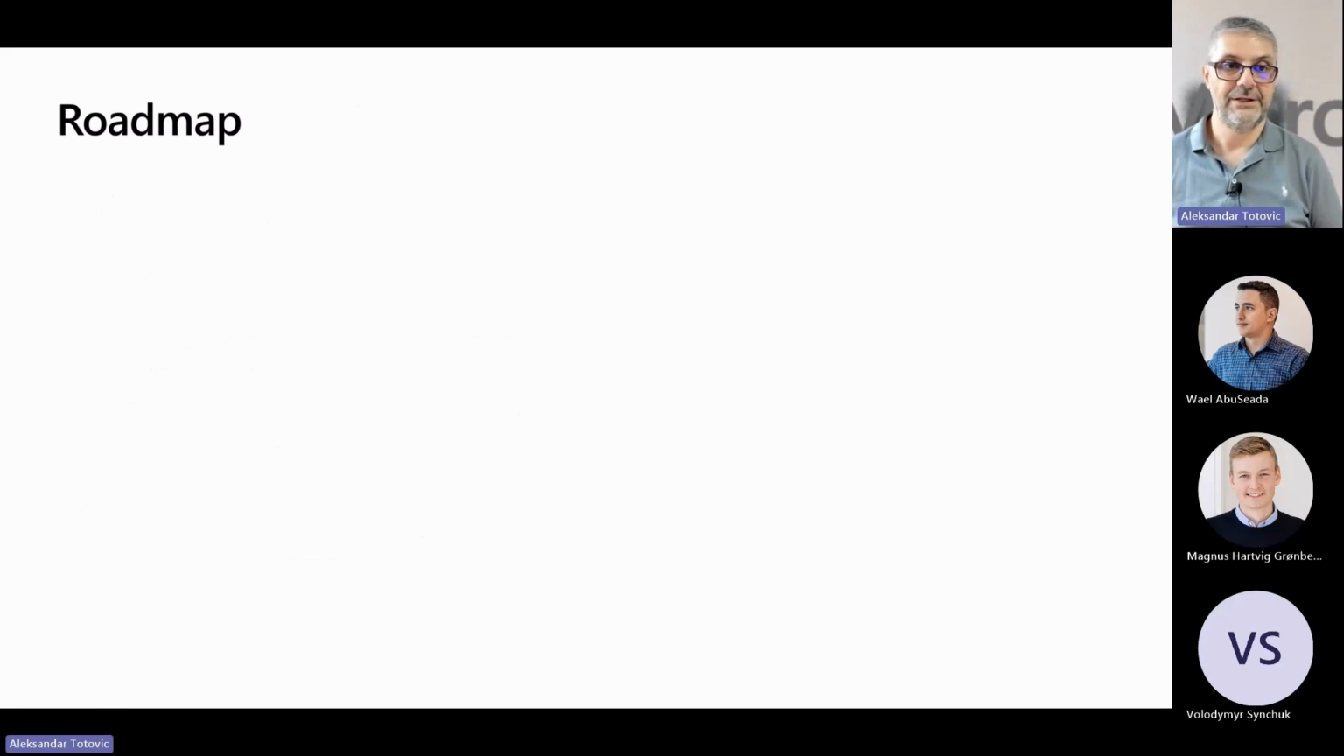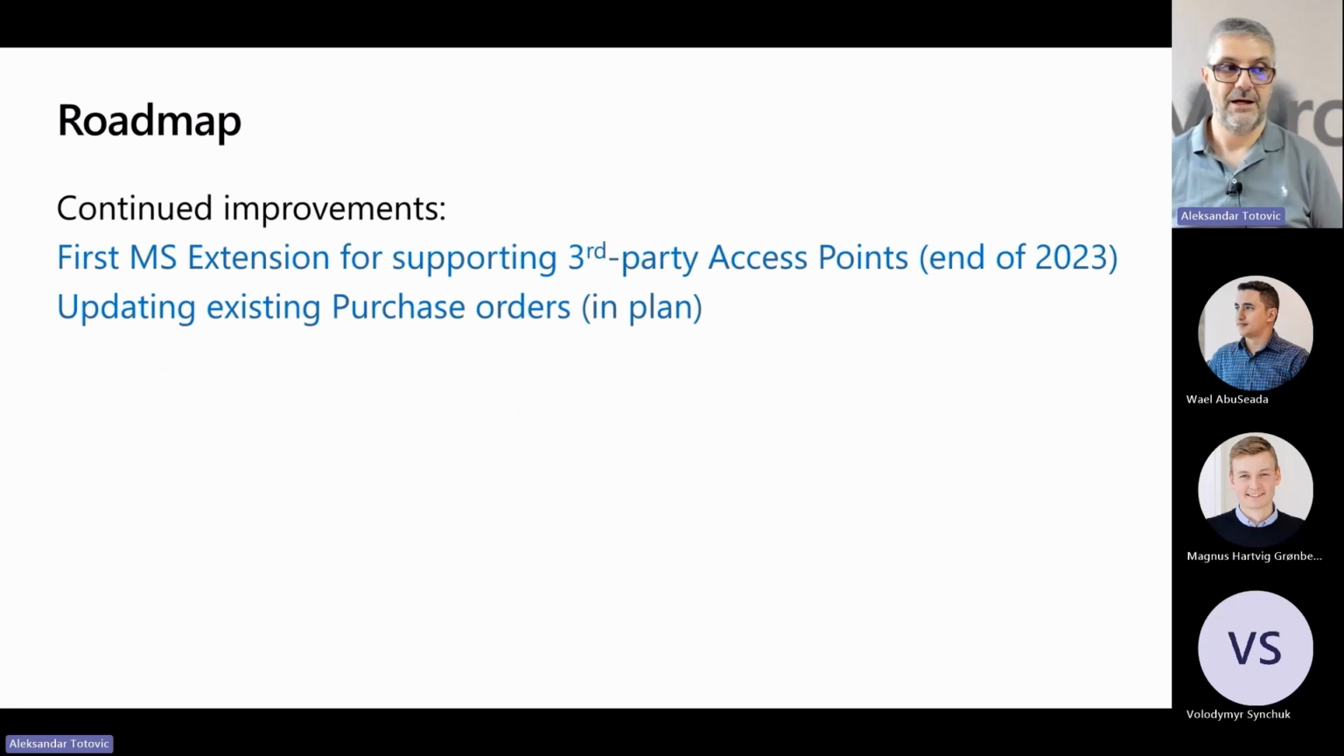About roadmap, this is continuing improvements. We don't want to finish in one release electronic document because this is complex story, and we will continue in next minimum 2 releases to deliver new features there. What is first? I mentioned in one moment that we are preparing this third-party access points app. It will be ready until the end of this year as a new app on the top of e-documents core.